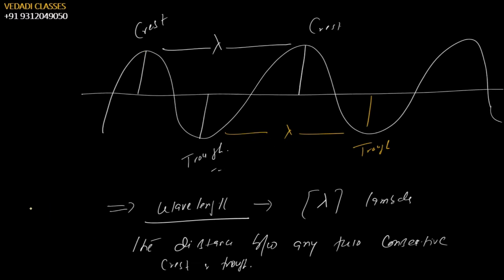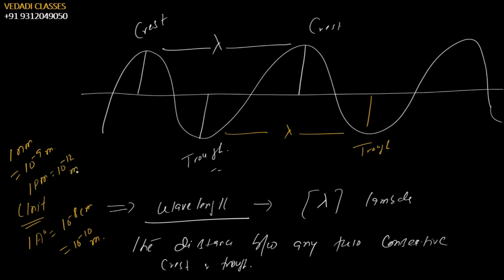The unit of the wavelength we write in terms of angstrom, the smallest one. 1 angstrom is equal to 10 power minus 8 centimeter, or equal to 10 power minus 10 meter. It is also expressed in terms of nanometer: 1 nanometer is equal to 10 power minus 9 meter. Also in picometer: 1 picometer is equal to 10 power minus 12 meter. And in femtometer: 1 femtometer is equal to 10 power minus 15 meter. So these are the units of wavelength.